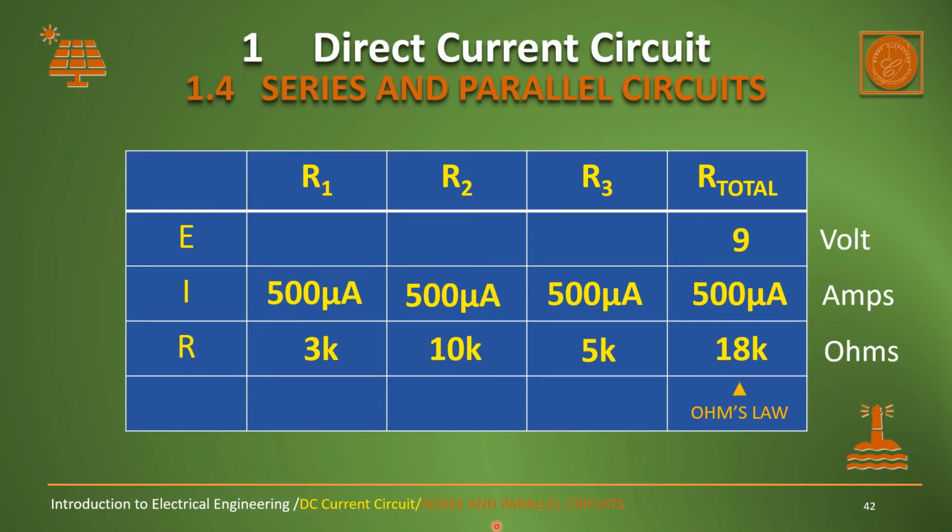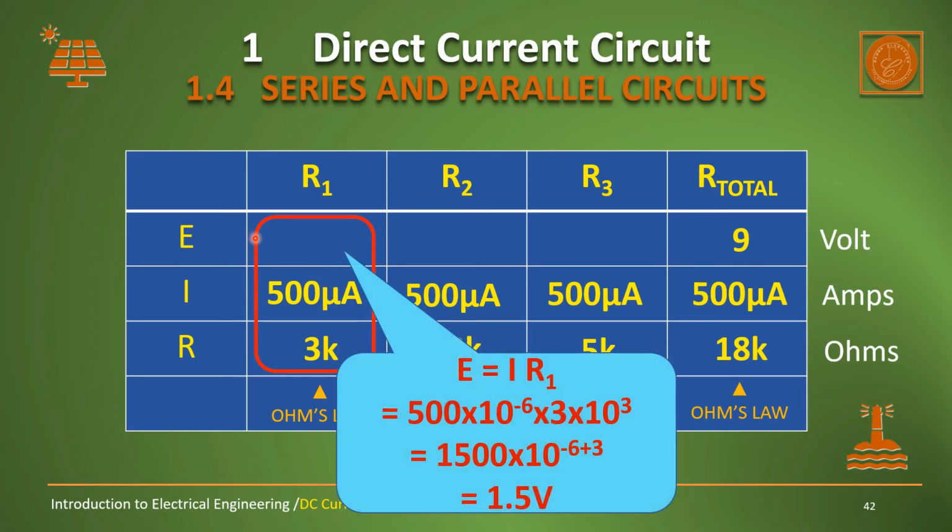For now, how do we continue to fill the table? Let's look at the current for R1. We already know two quantities, so we can apply Ohm's law to find the third one. Let's do the calculation. The voltage drop E equals I times R1. I is 500 microamps passing through R1, times R1, which is 3K, 3 times 10 to the power 3. So we get a voltage drop of 1.5 volts, and we can fill 1.5 volts into this cell.